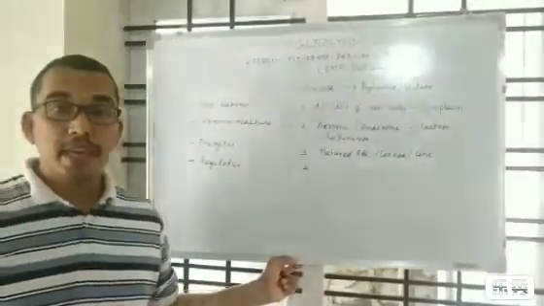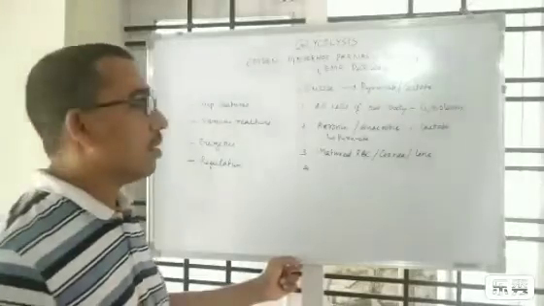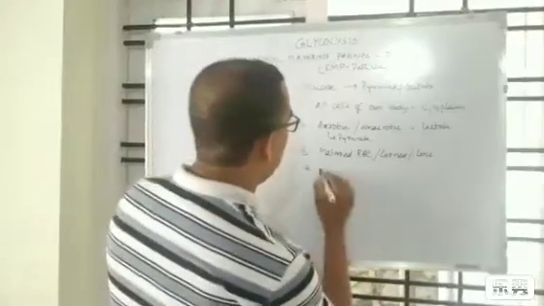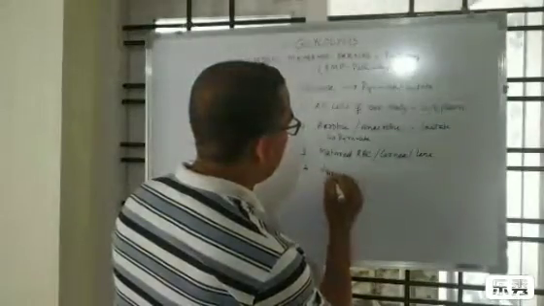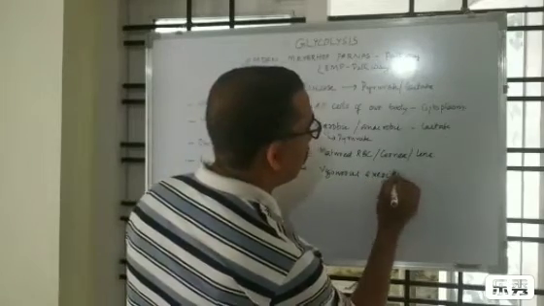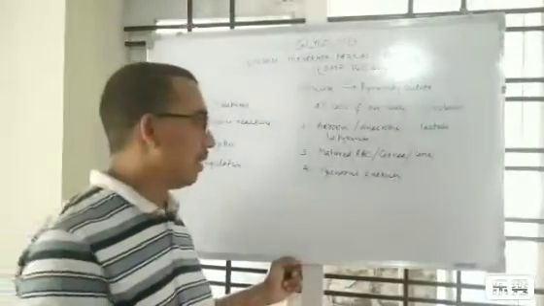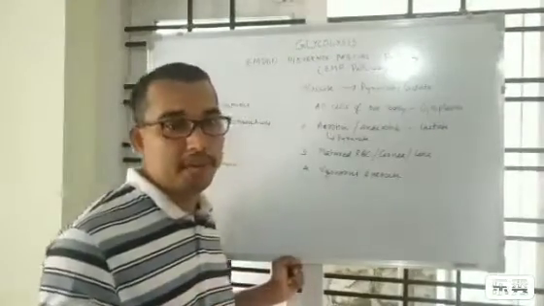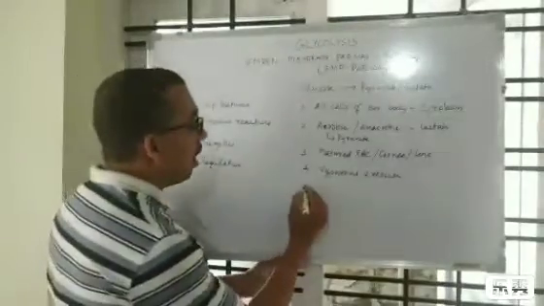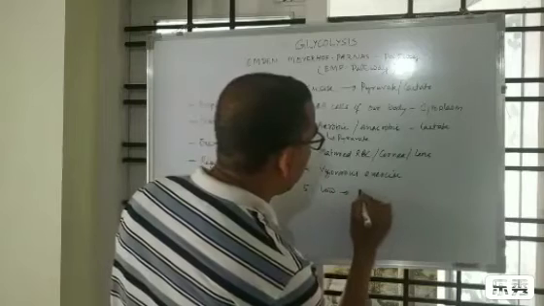Then during vigorous exercise, glycolysis provides energy for muscles by acting anaerobically. And then the activity of glycolysis is low in cardiac muscles.